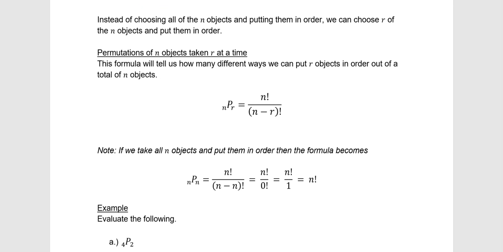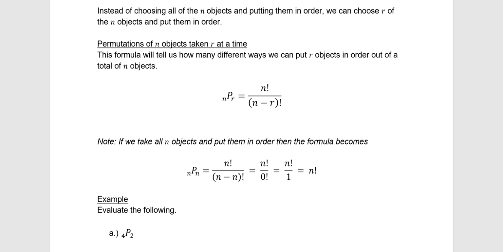Okay, so let's do something a little bit different. We're going to make it a little bit more complicated. So instead of choosing all of the objects and putting them in order, we're going to choose a certain amount of the total objects and put that certain amount in order. So we're going to have n total objects. We're going to take r of them and put them in order. So we say that this is permutations of n objects taken r at a time.